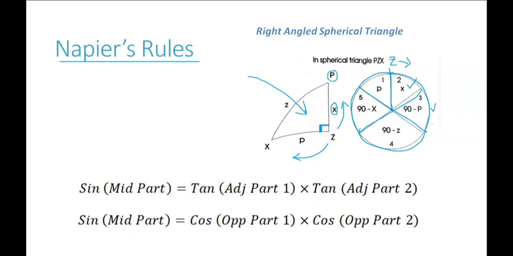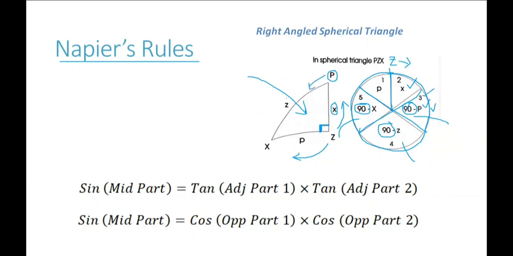Now in the bottom 3 parts, that is this one, and this one, we write 90 minus, 90 minus, 90 minus, and whatever part is filled up comes after this value. After 90 minus, we put the part of the triangle. So in number 3 part here, you see it is 90 minus P.